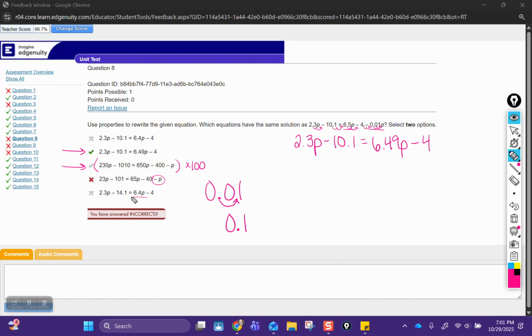This last one, they've incorrectly combined like terms. It looks like they only took 1/10 away instead of 100 from 6.5. So that doesn't work there. And I'm not really sure what's going on with the 14.1. It's 10.1. I think maybe are they adding 4? I'm not sure, but that last one's definitely incorrect. But that's why the 2 correct answer choices are correct.